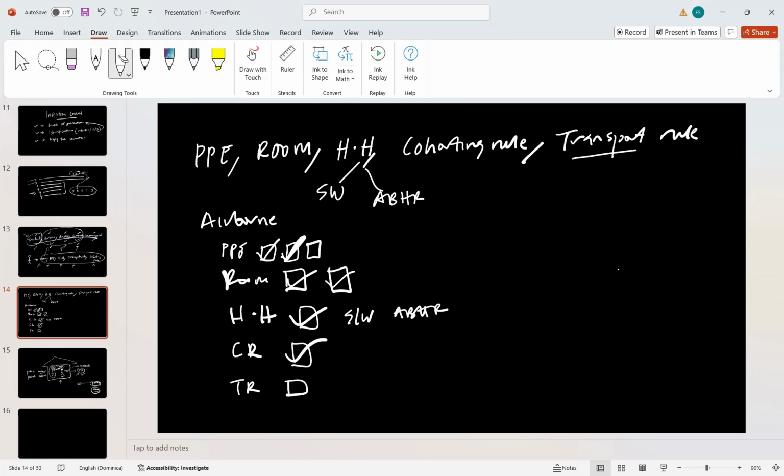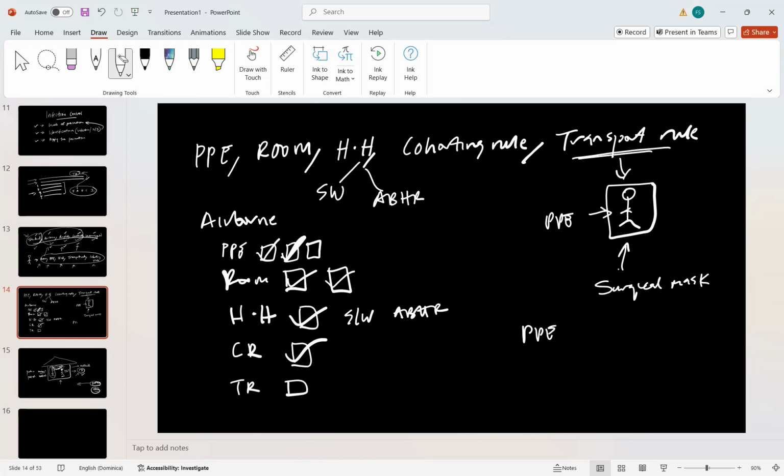Now, during transport, this involves the client, so the rule applies to the client. What PPE would the client use? The PPE that the client uses is a surgical mask. The PPE that staff or visitors use is N95. So the transport rule involves the client, so the PPE is a surgical mask. So transport will be a surgical mask.